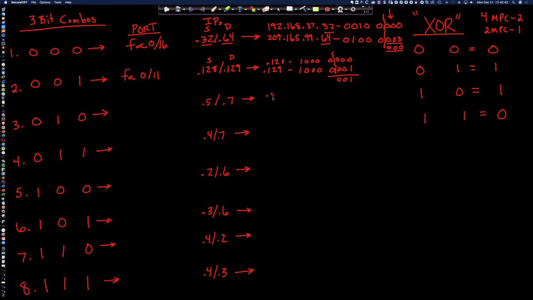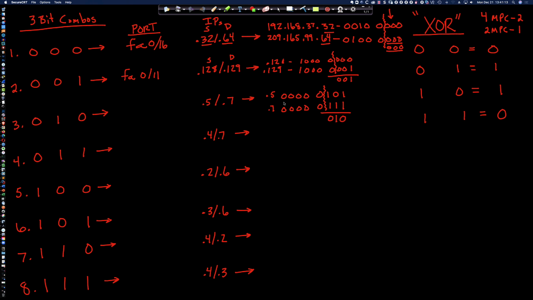So .5. We have 0, 0, 0, 0, and then it's 8, 4, 2, 1. So this is 5 in binary. And then if the last octet is .7, 0, 0, 0, that's a value of 8, then 4 plus 2 plus 1. I'm interested in these last 3 bits. Let's do our exclusive OR. 1 and 1 is 0. 1, 0, 1. 1, 1, 0.